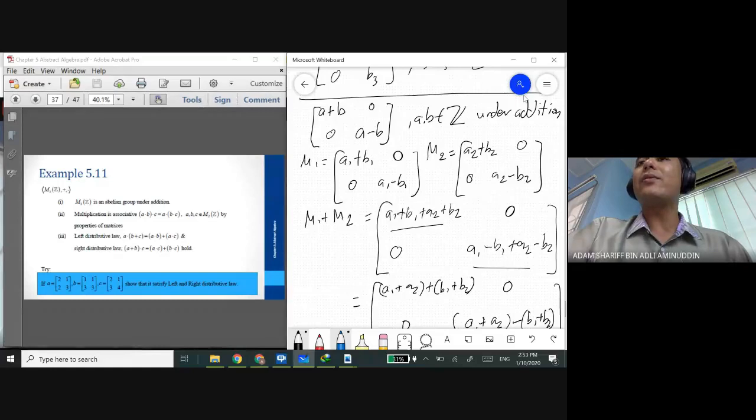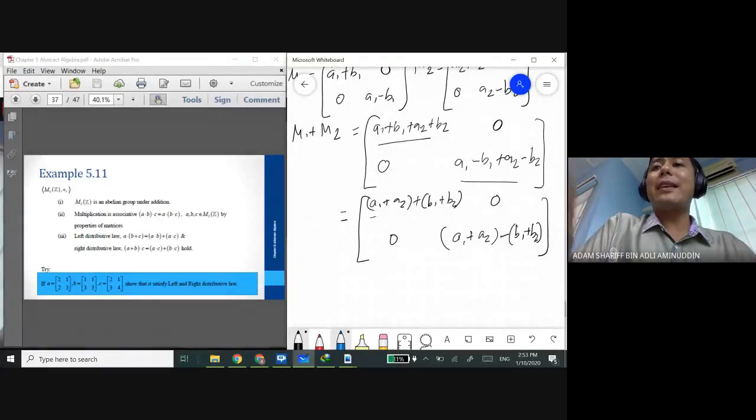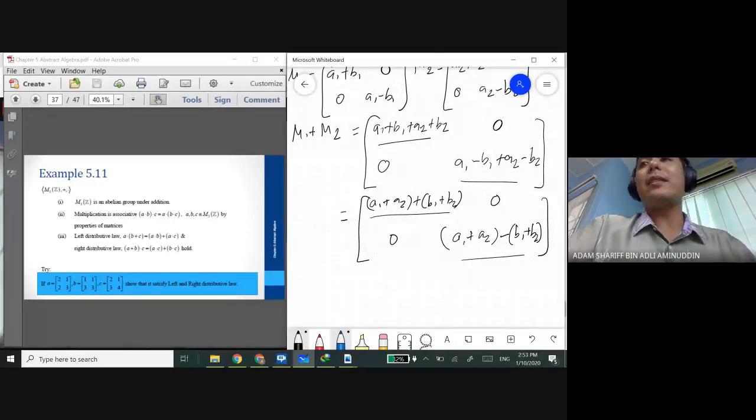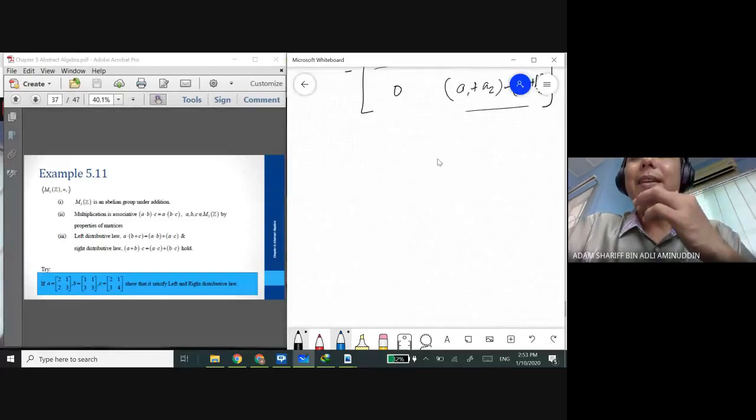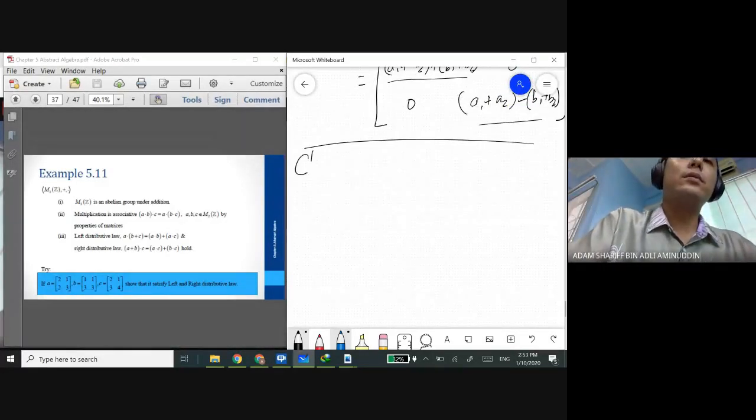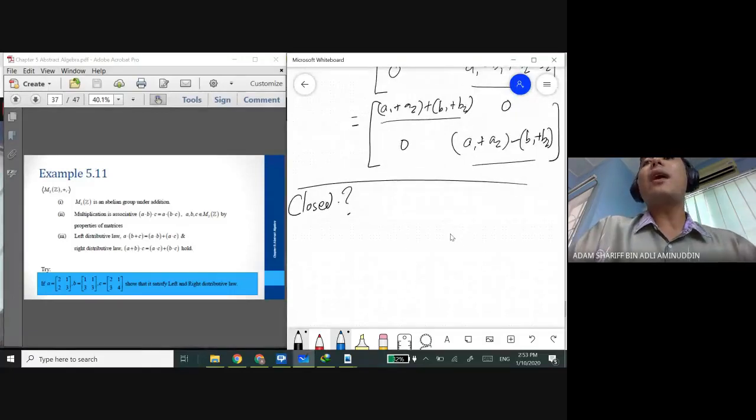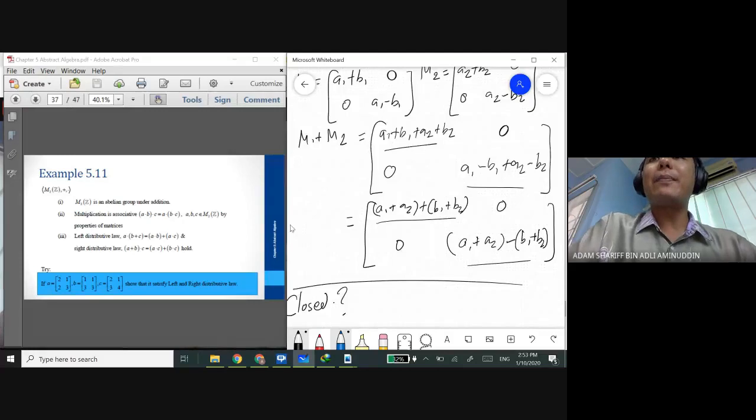A plus B, 0, 0, A minus B. Right now, I already show you how to add up the matrix like this. And of course, this thing becomes another integer. This one is also an integer. Saya tak ada space. Ada space lagi. Okay. Is it closed? The question. If I want to answer closed, I must show the first plus first. I already plus this one, and it becomes this final matrix like this.